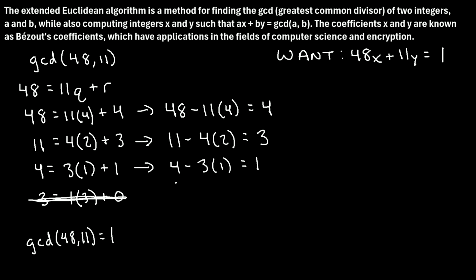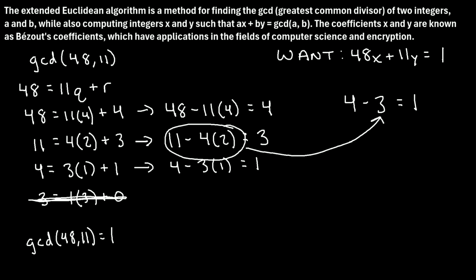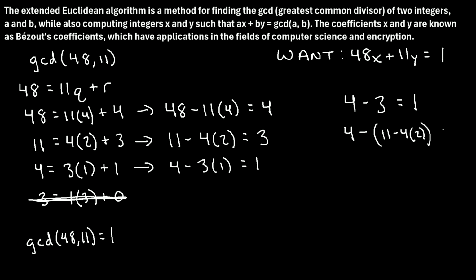So here's how we do that. We're going to start by writing this equation. So let's say 4 minus 3, and whenever you have something multiplied by 1, you don't even have to write the 1. So really we have 4 minus 3 is equal to 1. Now what we're going to notice is if we look up just one equation, so if we look up right here, we see that 3 is equal to this equation right here. So what we're going to do is substitute this equation in for the 3 right here. So when we do that, we get 4 minus, this 3 is going to become 11 minus 4 times 2, and that's all equal to 1.